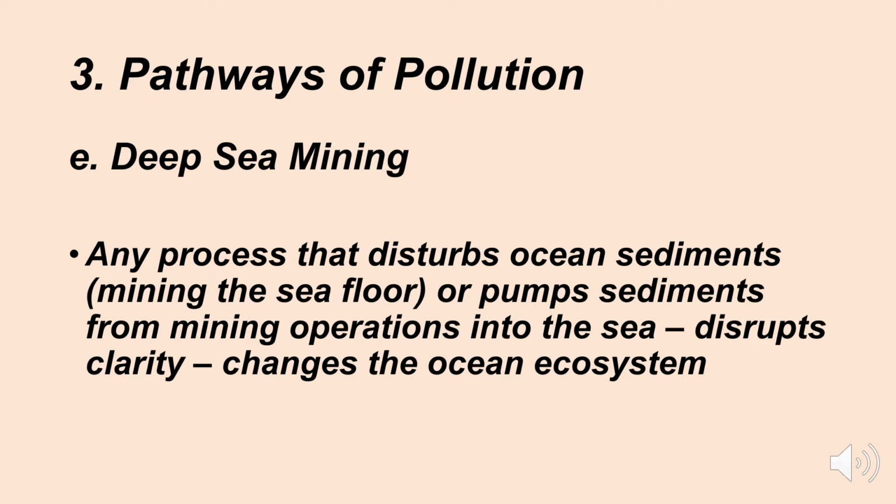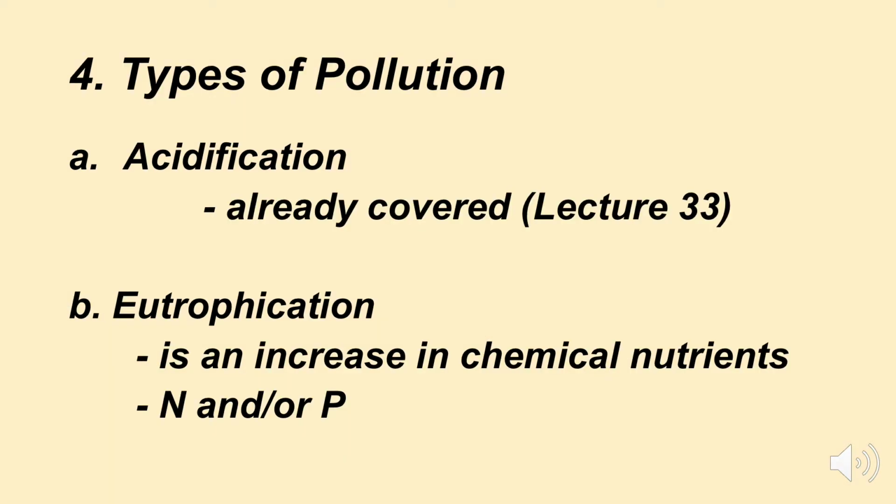Okay, so let's look at some of these types of pollution in a little bit more detail. Acidification of the oceans. We've already talked about that in lecture 33. Eutrophication. That's an increase in chemical nutrients. It can be nitrogen and or phosphorus. We have already talked about eutrophication as a separate unit. It's a very important process.